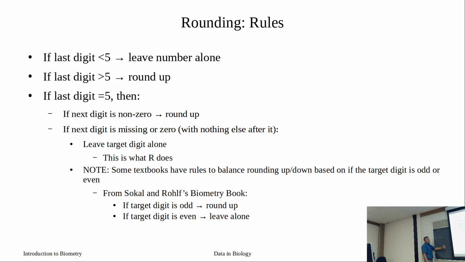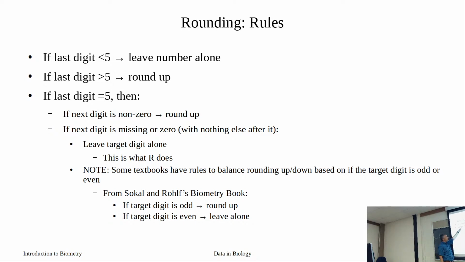Some textbooks actually have another rule about what to do, and it says that if this number is 5 and it's either 0 or nothing after it, then if this target digit is odd, we round it up. If it's even, we leave it the same. That way we balance out the times you increase it and the times you decrease it. It's meant to eliminate bias. Are we going to do this? No, not at all. We're not going to do any of this part.